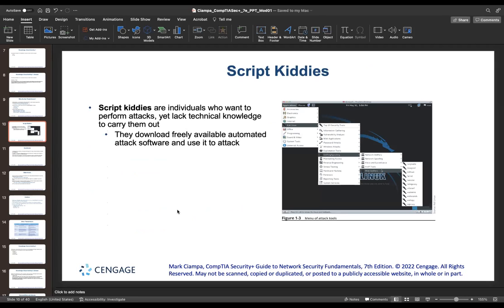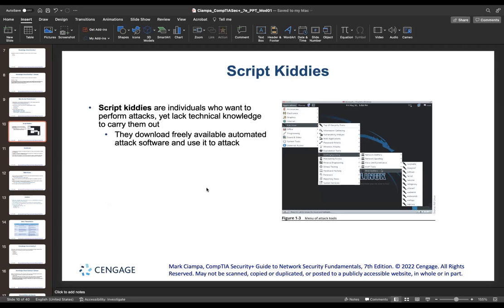Downloading the tools that they can barely understand what they are, right? And just running the automated tools and being able to successfully do some small attacks. So these are those who really want to perform attacks, but they don't have the knowledge to do so. So these are the guys who are actually relying on the available tools.